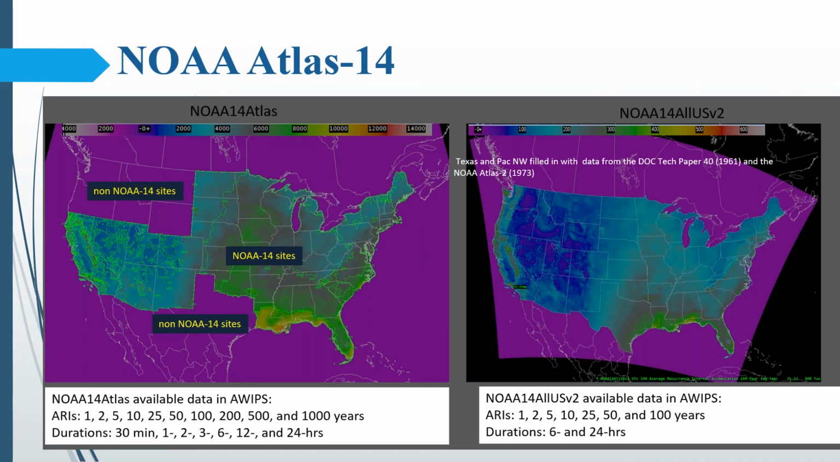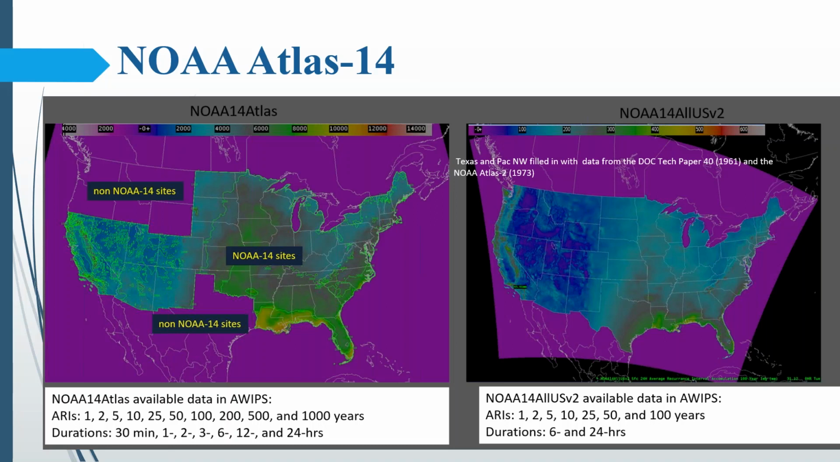The most current data set that we have as far as the NOAA Atlas-14 is concerned in AWIPS, well, we have two data sets. We have one that is just the raw NOAA Atlas-14, and then we also have another data set that folks in the Pacific Northwest and Texas can use, because those values are not updated in AWIPS yet, called the NOAA 14 All US V2.